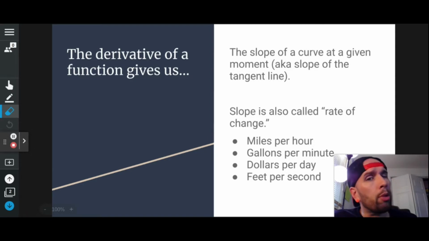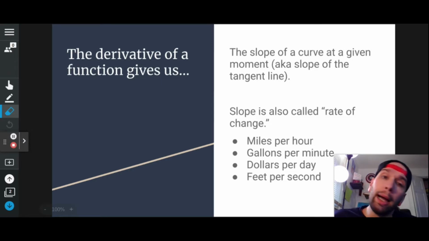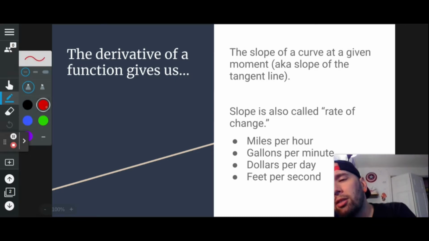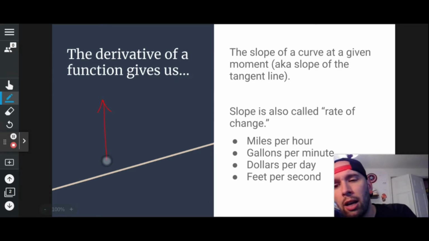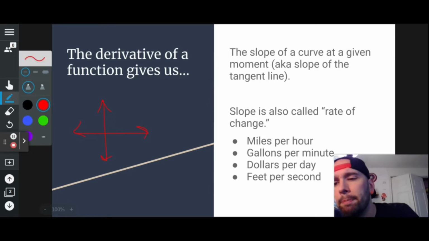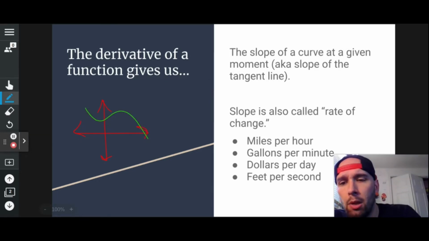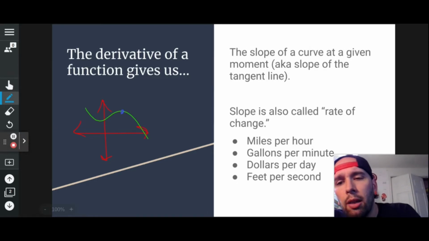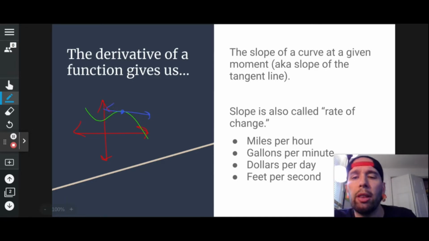Another word for slope that you learned back in Algebra 1 is rate of change. So if you're talking about just a regular old line, like this, I'll draw it out, and I say, hey, find the slope of a tangent line at a specific point. Well, if this is my line, and we care about the point being, I don't know, here, then the slope of the tangent line is going to be the slope of whatever that blue line is right there.